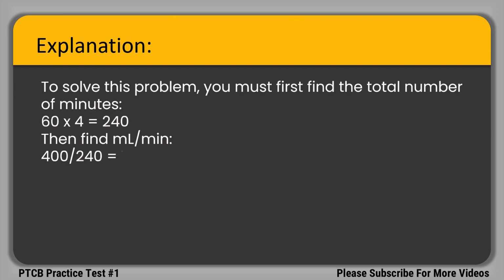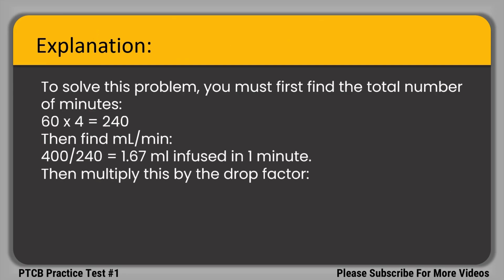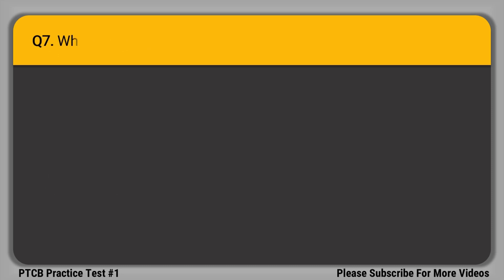To solve this problem, you must first find the total number of minutes. 60 times 4 equals 240. Then find milliliters per minute. 400 divided by 240 equals 1.67 milliliters infused in 1 minute. Then multiply this by the drop factor. 1.67 times 12 equals 20 drops per minute.